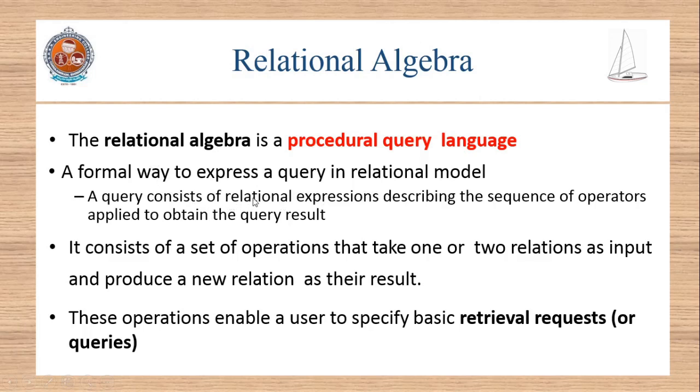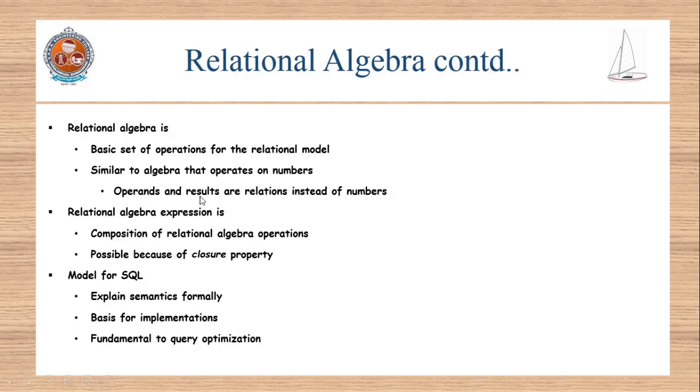Here, a query consists of relational expressions which describe the sequence of operators that can be applied to obtain the query result. It is going to consist of a set of operations that can take one or more relations as input and produce a single relation as the output or result. These operations enable a user to specify the basic retrieval request or the basic queries. It is also called a basic set of operations for the relational model.